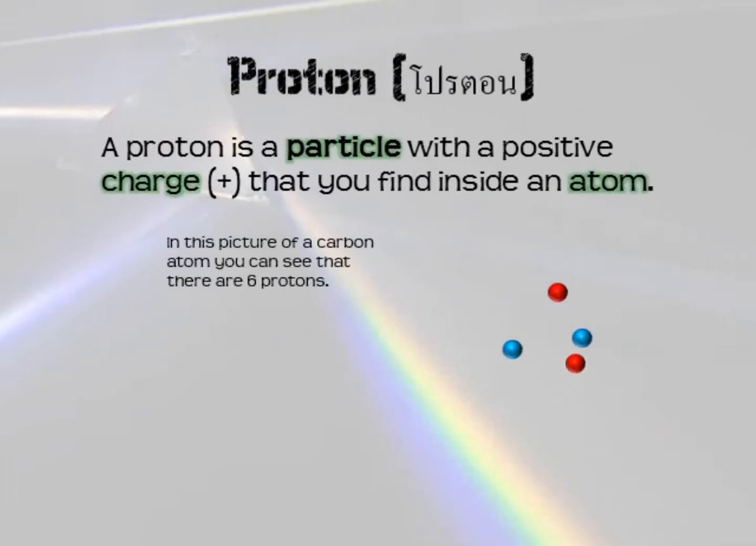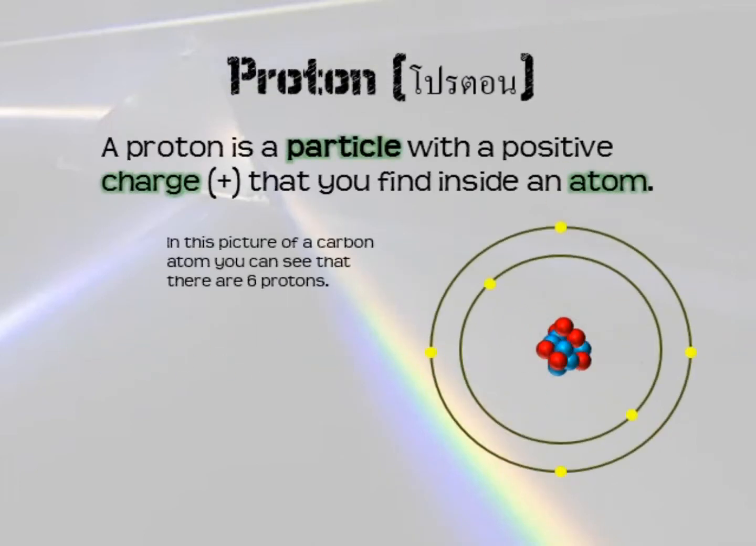So, back to the nucleus for the proton. And here is our friend the carbon atom again. A proton is a particle with a positive charge that you find inside an atom. Here you can see that a carbon atom has 6 red protons at the center in the nucleus. Those 6 protons with their positive charge are balanced by 6 yellow electrons with a negative charge, so that this carbon atom has a 0 charge.